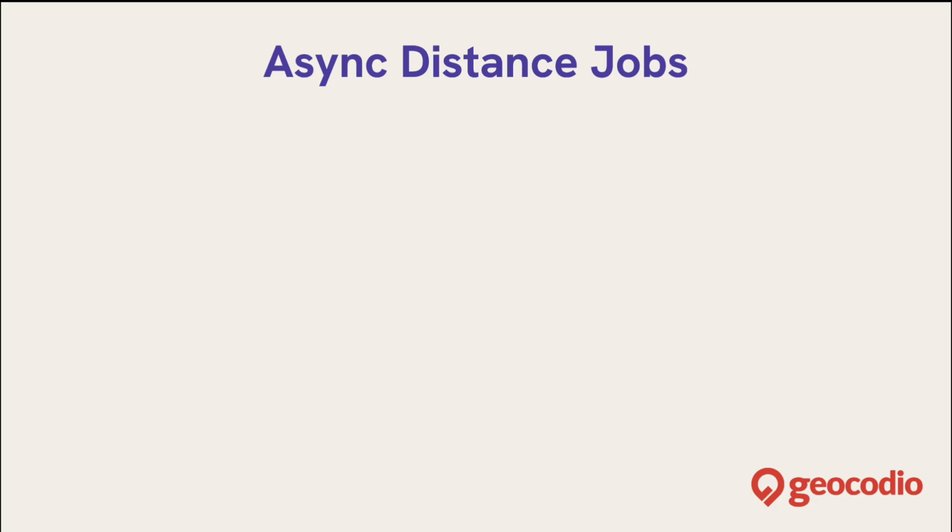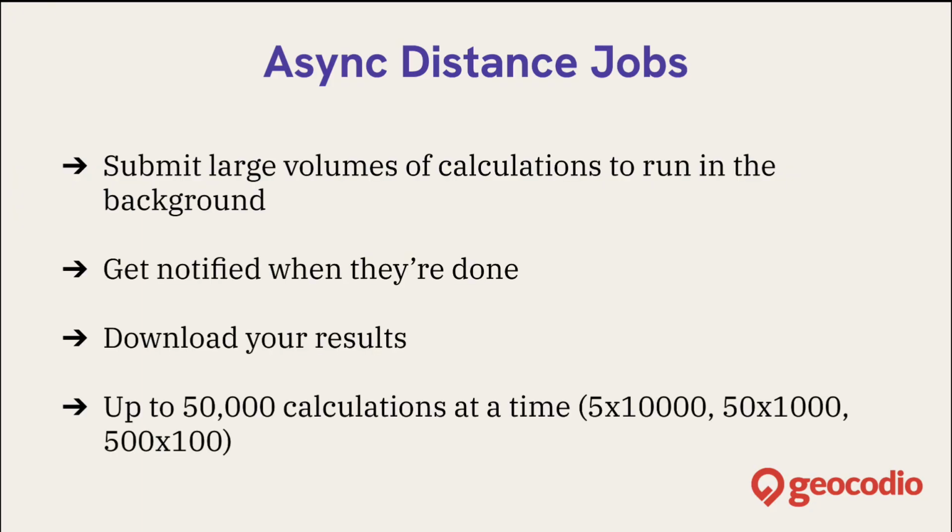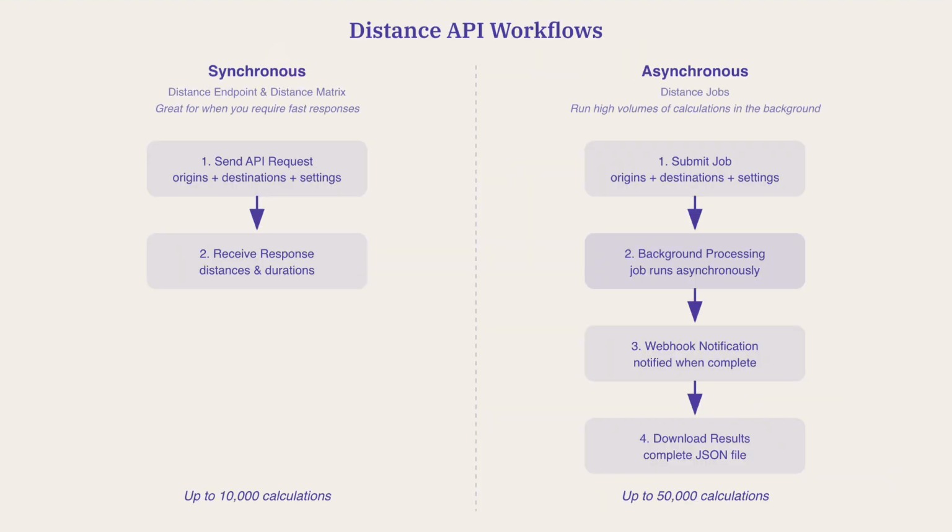And third, async distance jobs. This is where Geocodio really stands out. Submit massive calculations to run in the background, get notified when they're done, and download the results. We're talking hundreds of origins against tens of thousands of destinations. We'll cover all 3, with real examples of how businesses can actually use them.